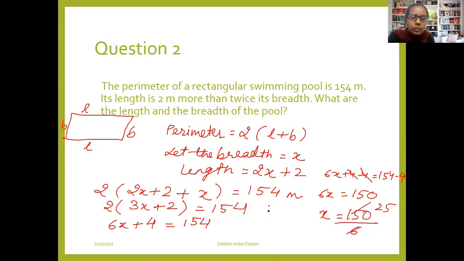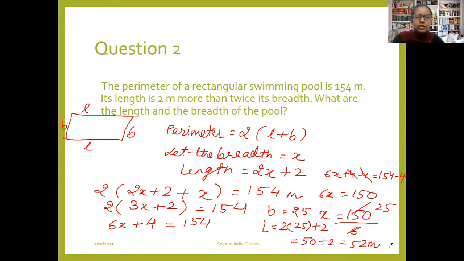So breadth we get is 25 and length is 2 into 25 plus 2. Okay, so 50 plus 2, that is 52 meters. Okay, so the answer of this problem is 25 meters and 52 meters. Don't forget to write the unit.